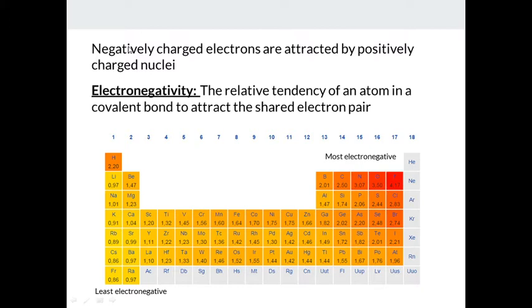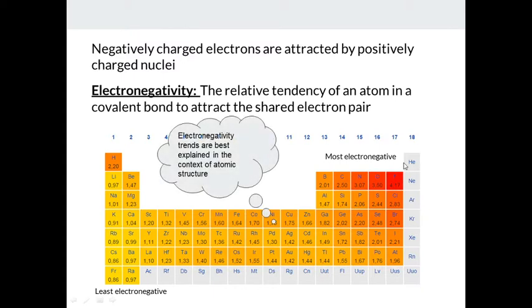So the key idea behind chemical bonding is that negatively charged electrons are attracted by positively charged nuclei. And we also note that different nuclei attract the valence electrons to different extent. This can be described by electronegativity trend, where electronegativity is the relative tendency of an atom in a covalent bond to attract the shared electron pair. So electronegativity increases from the bottom left hand side of the periodic table to the top right hand side of the periodic table. Electronegativity trends are best explained in the context of atomic structure, and I will not be going through that in this video today.